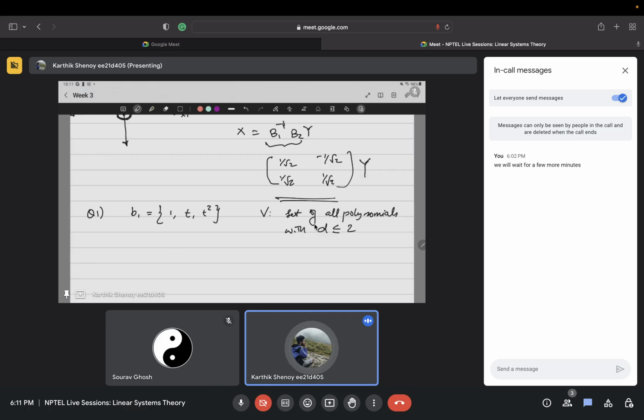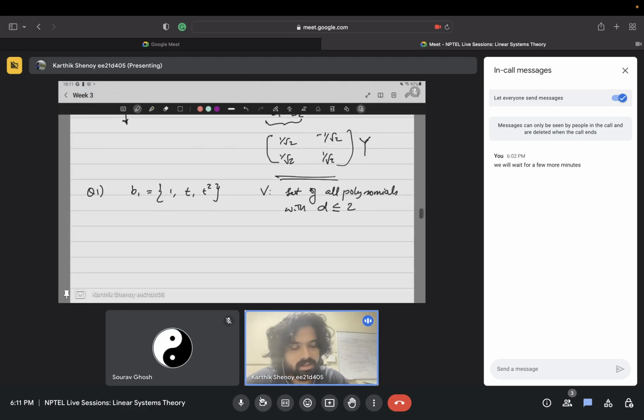So you can check if this is actually a vector space. If you add two vectors in this space, it will still be a polynomial of degree less than or equal to 2. Any scalar multiple will again be a polynomial with degree less than or equal to 2. Okay, so that's there. Then you have a vector space here.